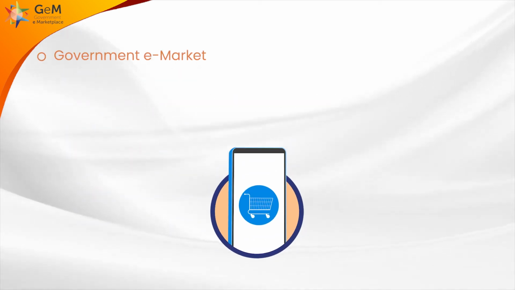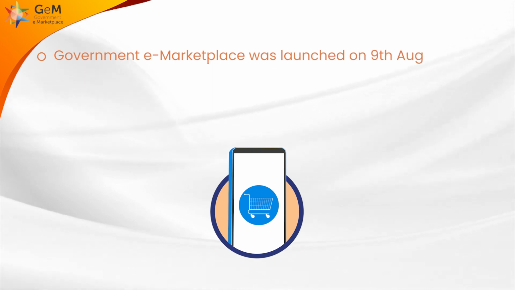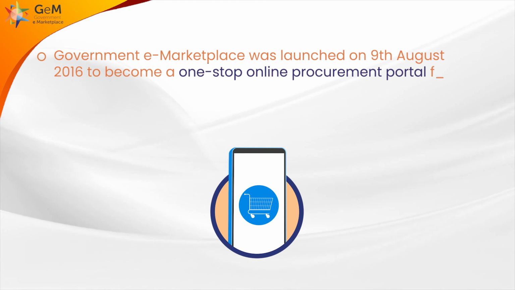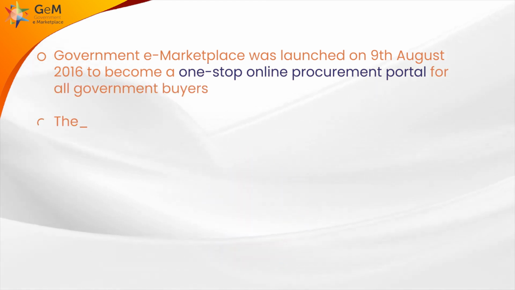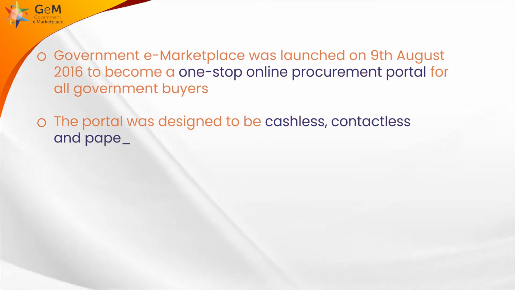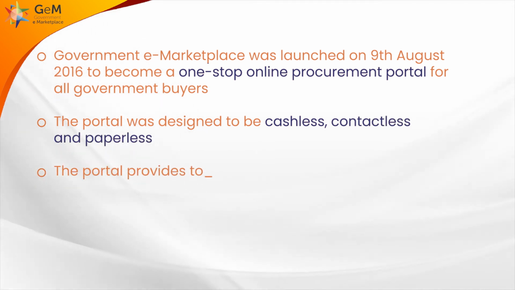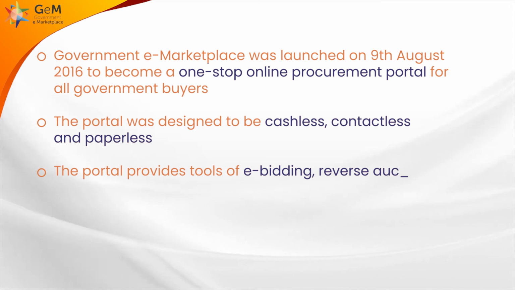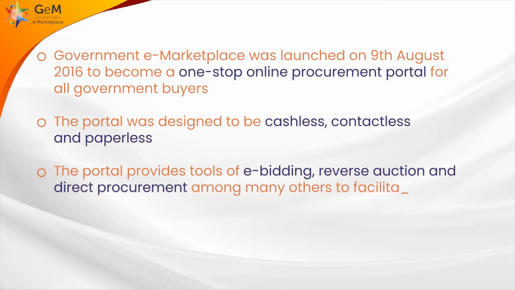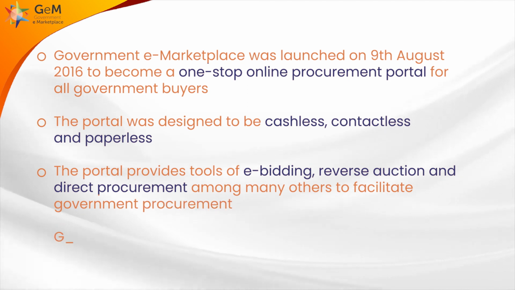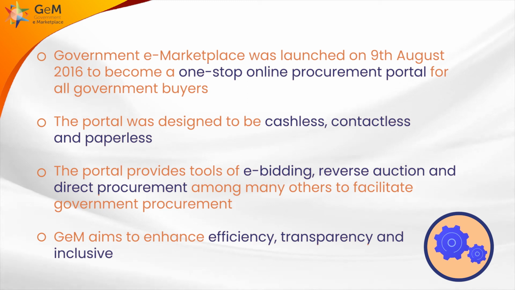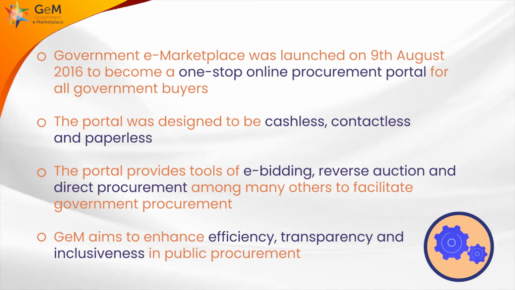Government e-Marketplace was launched on 9th August 2016 to become a one-stop online procurement portal for all government buyers. The portal was designed to be cashless, contactless, and paperless. The portal provides tools of e-bidding, reverse auction, and direct procurement, among many others, to facilitate government procurement. GEM aims to enhance efficiency, transparency, and inclusiveness in public procurement.